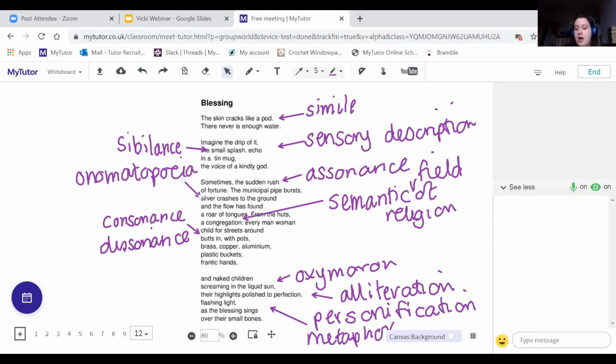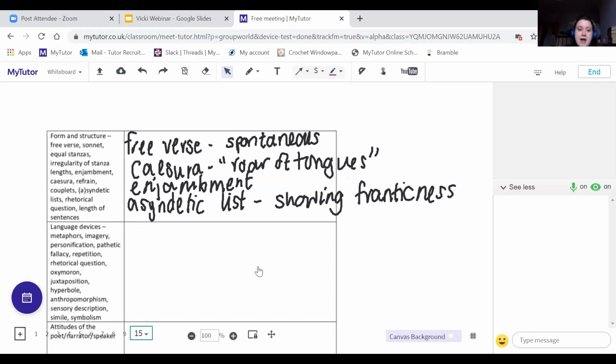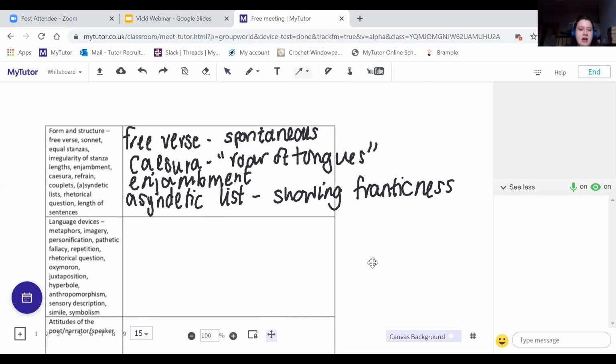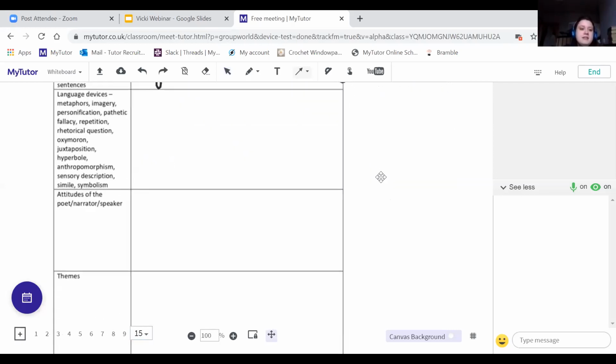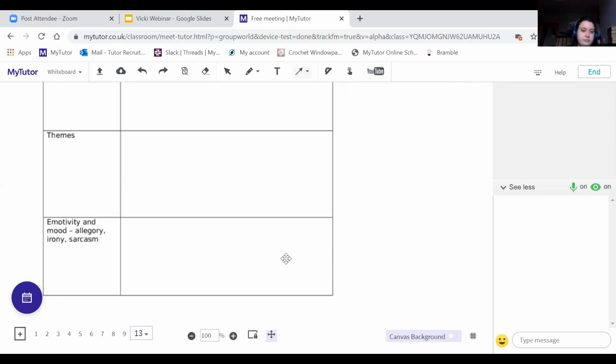Right, so I'm not going to fill in all of those examples in my table just because we haven't got time and there's not much point because we've already written it down. But if you are revising and you want to organise your ideas, then this is a really nice way to do it. Right, so we've done our L and we've done our S at the end. So attitudes of the poet, narrator, speaker. So we don't really have a narrator here. It's very much free and direct, really, isn't it? It's written in third person.